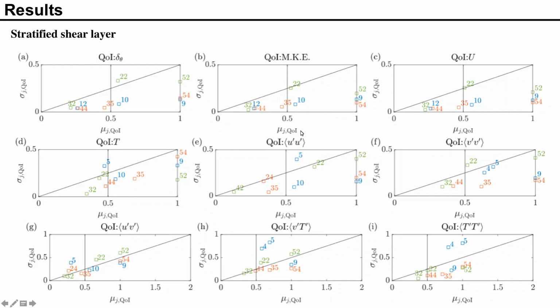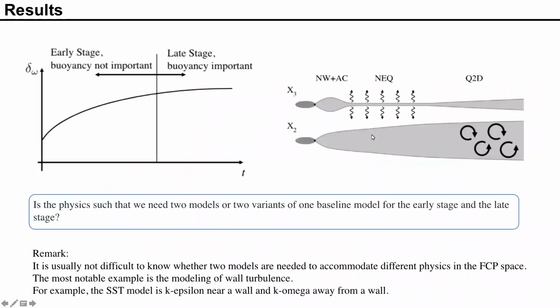So we want to find out why there is such a high inconsistency. Now our hypothesis is as follows. We notice that for a stratified shear layer, there is an early stage where buoyancy is not important and a later stage where buoyancy is important. This is similar to a stratified wake flow where the buoyancy is important in the near wake regime and not important in the quasi-2D regime.